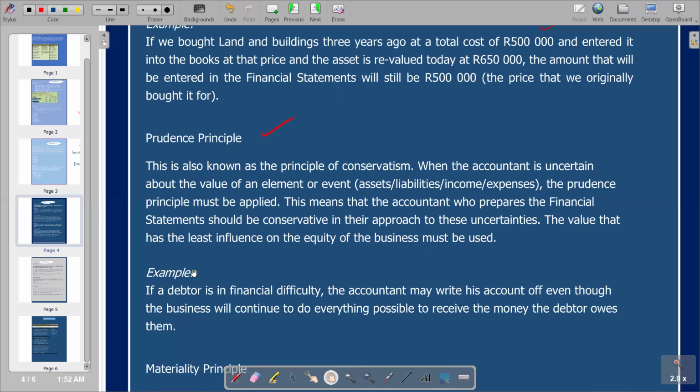So that is what we have done. An example of the prudence principle is that if a debtor is in financial difficulty, the accountant may write the account off, even though the business will continue to do everything possible to receive the money the debtor owes them. So this is an example of a bad debt, whereby we sold goods on credit, but there are signs that the debtor might not pay the amount that he or she is owing.